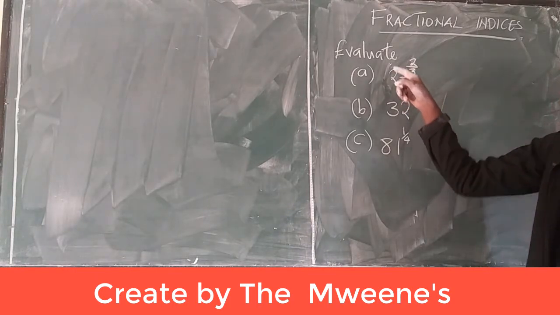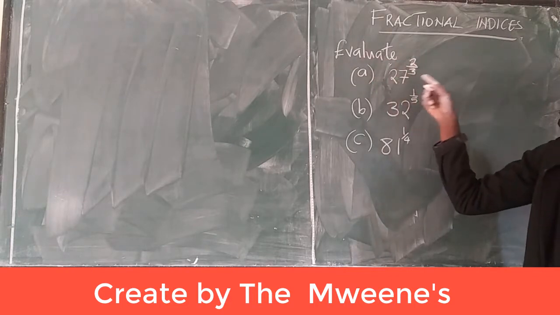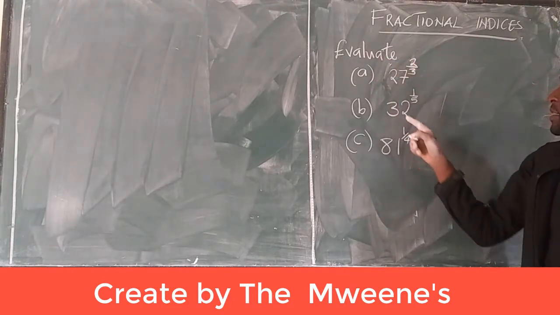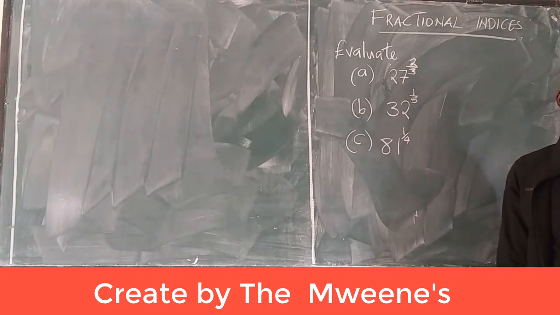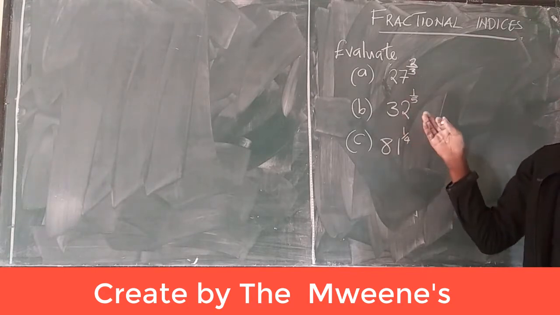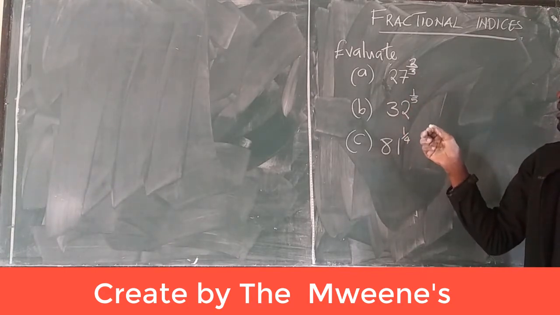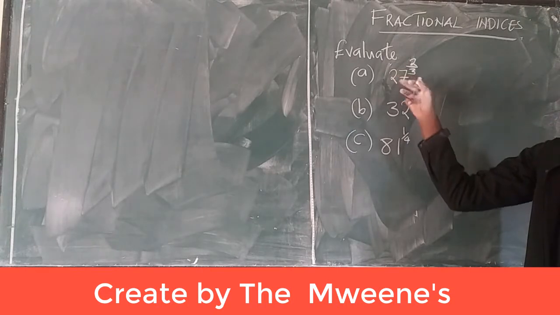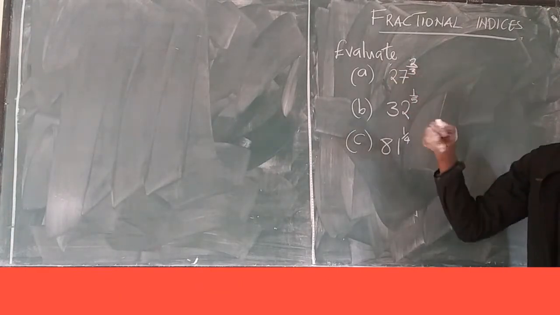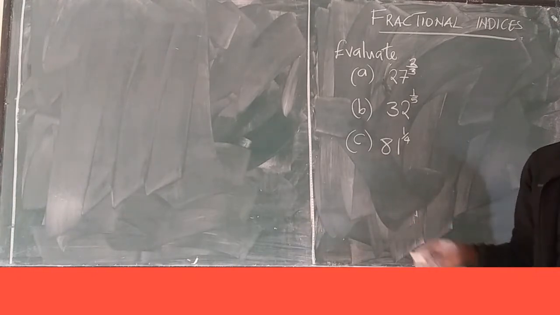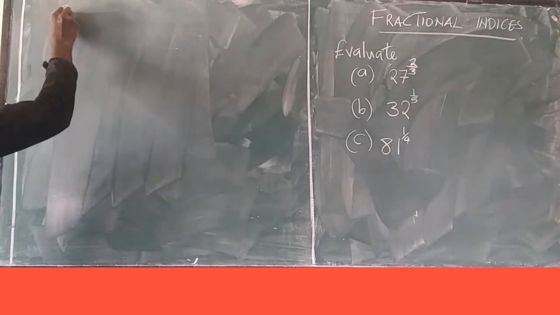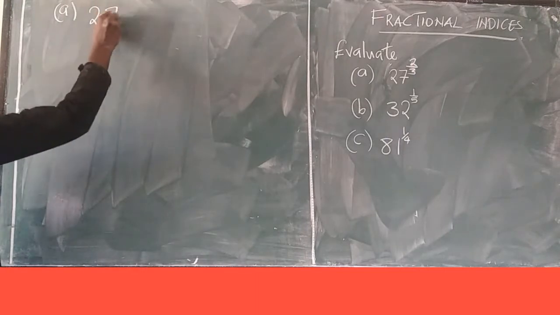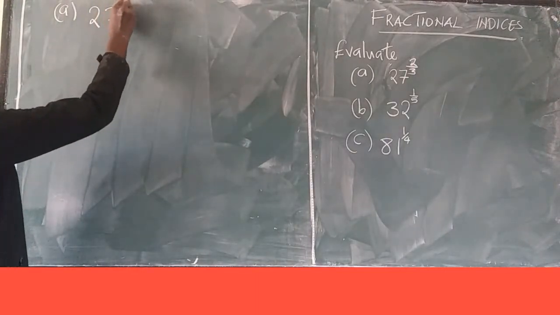So the question says evaluate 27 to the power 2 over 3, 32 to the power 1 over 5, 81 to the power 1 over 4. Now, when you have a number like this, these are what we call indices. A number like 27 here is called the base, and 2 over 3 is called the power, an exponent, or an index. It has so many names. Okay, so the question says evaluate.